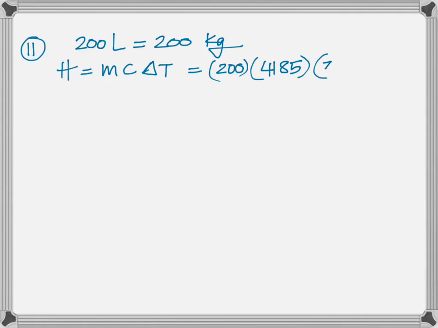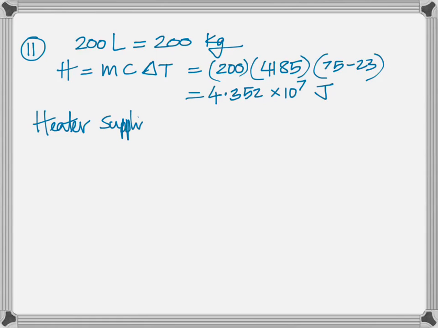Now the specific heat of water must be given in joules per kilogram. Do you see that? And that will be given to you, don't you worry, 4,186 or 4,185. That's the specific heat of water in joule per kilogram per Kelvin. Change in temperature 75 minus 23. All right, so you need that many joules, 43 million joules. And then the heater supplies 2 kilowatts, which is 2,000 watts, and that is 2,000 joules in a second.